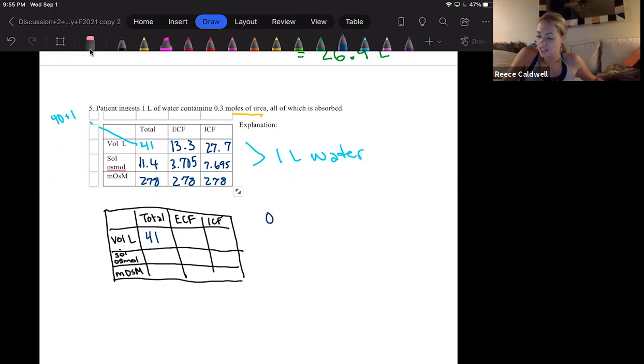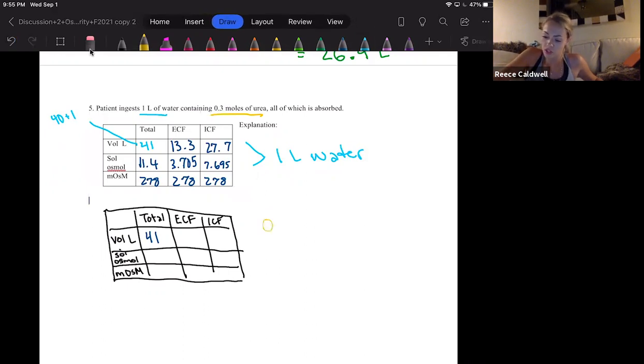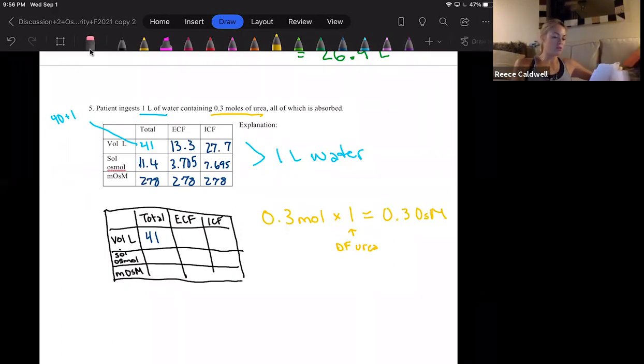So what we're going to do is take that 0.3 moles of urea and convert those moles into osmoles. How do we convert moles into osmoles? We multiply by the dissociation factor. The dissociation factor for urea is 1. He does not need you to memorize that. I think he will give you that on the exam if he uses an example using urea. So what we're going to get is 0.3 osmoles, and we are now in terms of osmolarity.